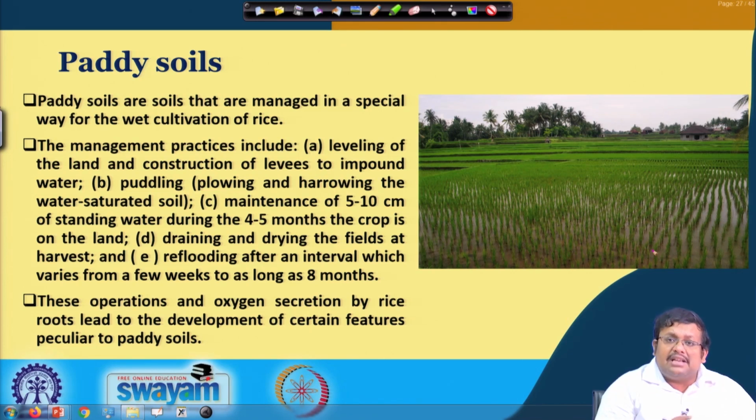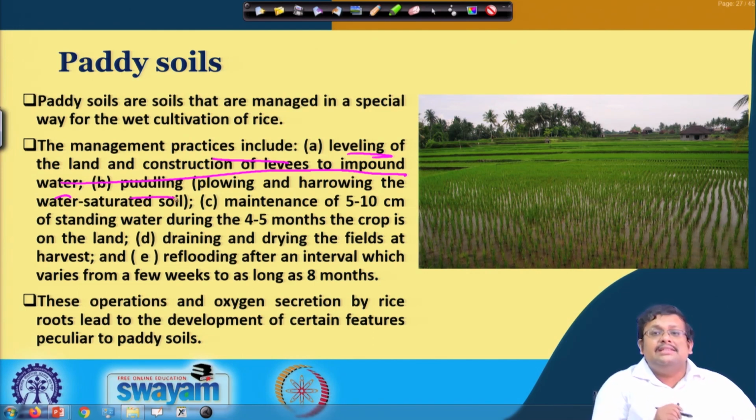The management practice, how we manage this? So, the management practices include the leveling of the land and construction of levees and impounding water. So, basically we level the land and then we stagnate the water, and then we do the puddling. Puddling is a specific process in which we break the clods. So, when we break the clods, we create an impervious layer by breaking the clods and then dispersing the soil in the standing water.